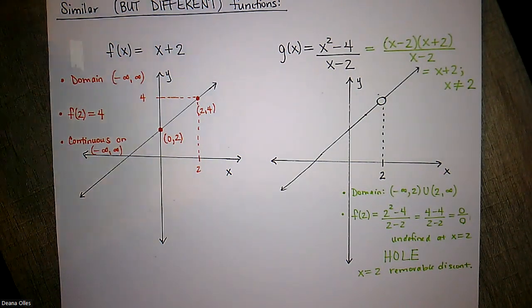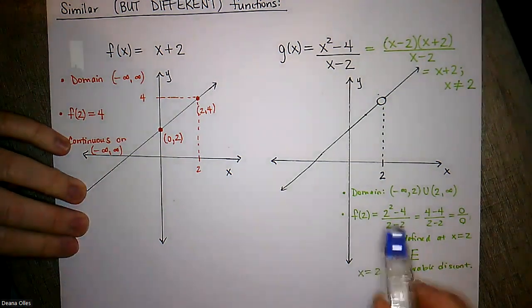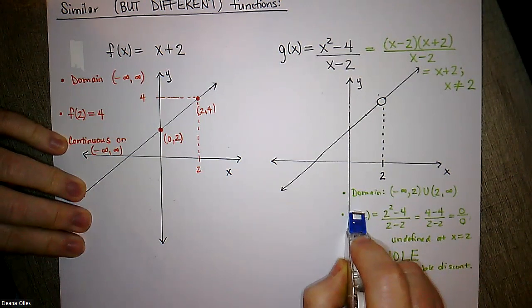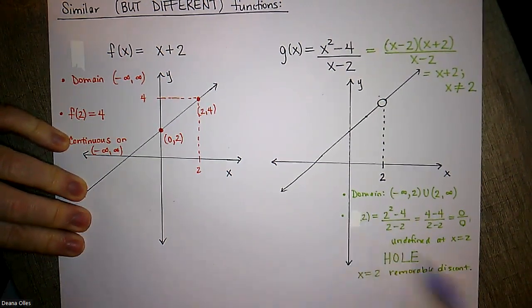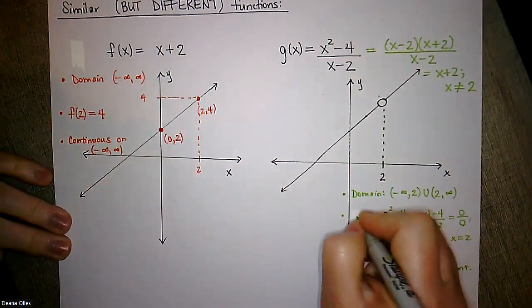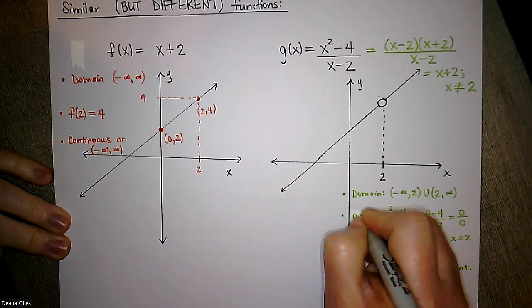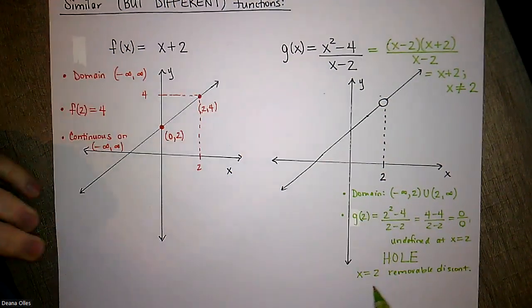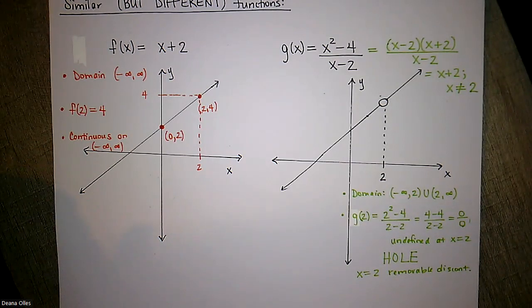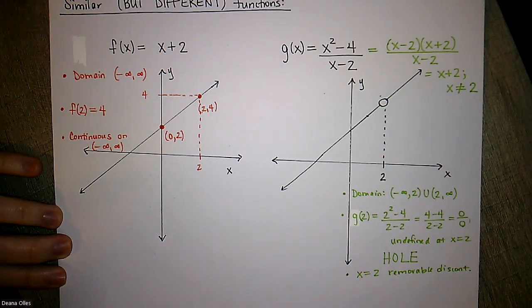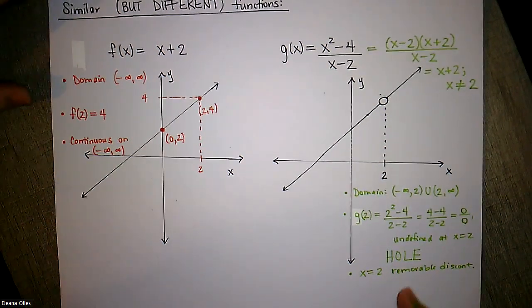In terms of the existence of the function at 2, it's undefined at 2. I just realized I wrote f here, and it should be g, excuse me. The function does not exist at 2. It's undefined at 2. And then lastly, another thing that you could say is the function is discontinuous at 2, and you can give it sort of an explanation there, and you can say it's a removable discontinuity at 2. That relates you to the graphical interpretation of a hole.